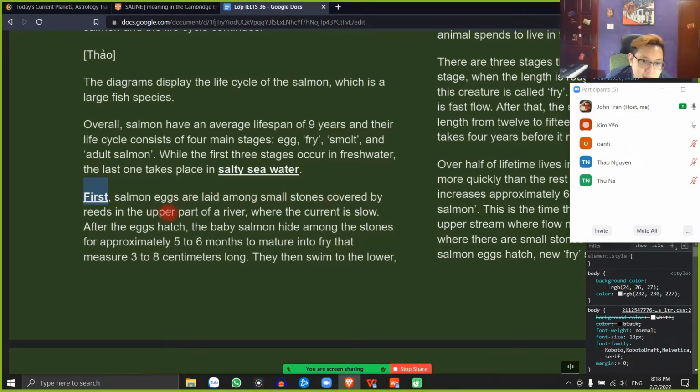Covered by reeds in the upper part of the river. Wait, upper part. Oh, river. Because you're talking about river, first time you talk about river. So, a river. Lần đầu tiên mình nhắc một cái con sông, mình dùng mạo từ không xác định a ở đây được. Where the current is slow.